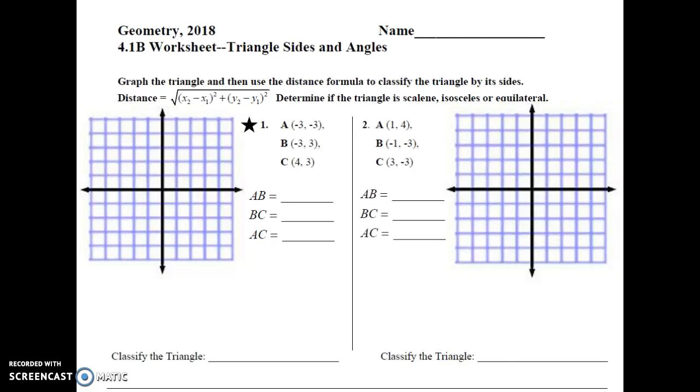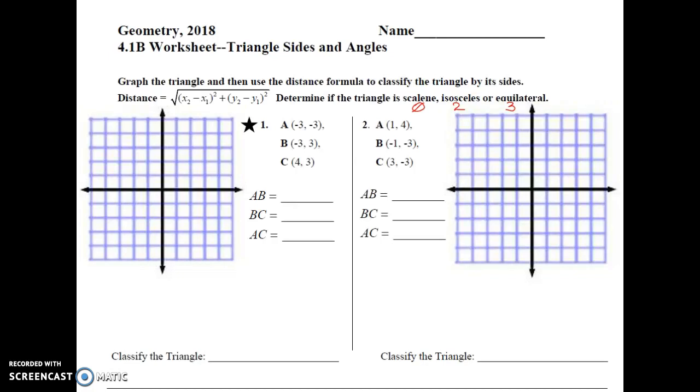It gives you the distance formula there. We will determine if it's scalene, isosceles, or equilateral. Remember, scalene means that it has no equal sides, isosceles has 2 equal sides, and equilateral has 3 equal sides. Question number 1. Point A is at -3, -3.